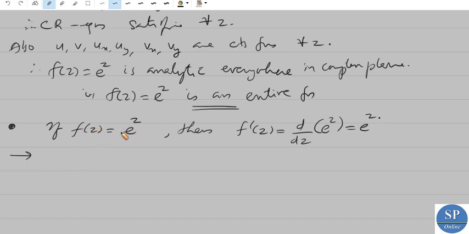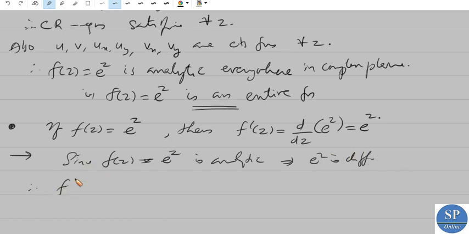So since this e power z is analytic, we can express the derivative by, since f of z is equal to e power z is analytic or differentiable. This analytic implies e power z is differentiable. Therefore, f dash of z, the derivative of e power z, can be written as ux plus I vx from the derivation of Cauchy-Riemann equations.